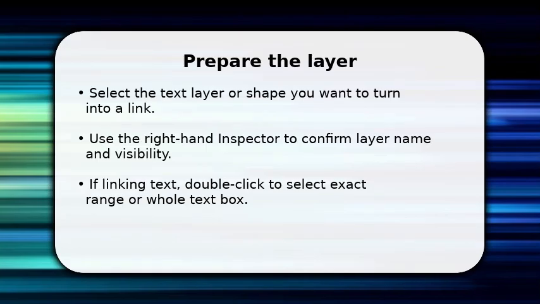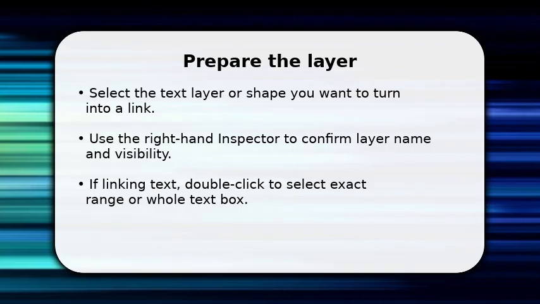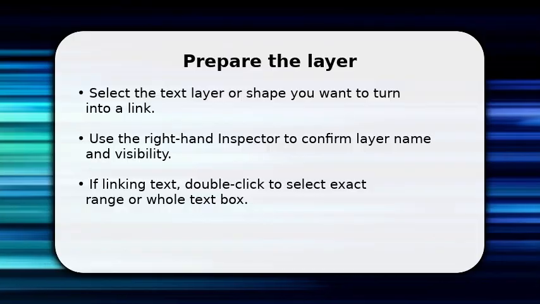You start by selecting the object that will carry the link. Click the text box or shape and make sure it's visible and unlocked in the Layers panel. Once selected, double-click text to choose the exact words you want clickable, or leave the whole frame for a shape link. This avoids linking the wrong element.